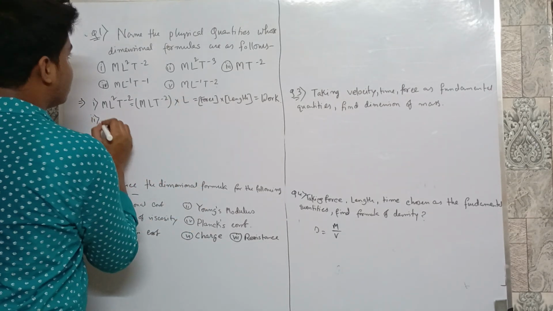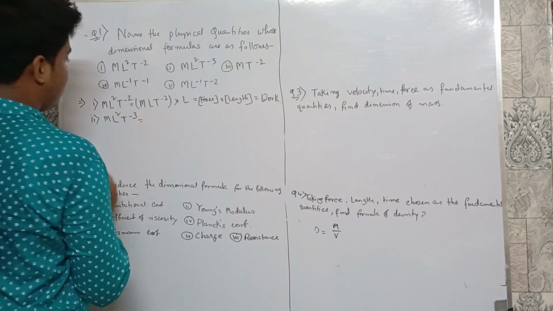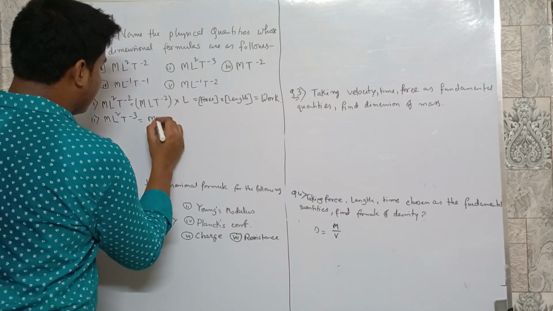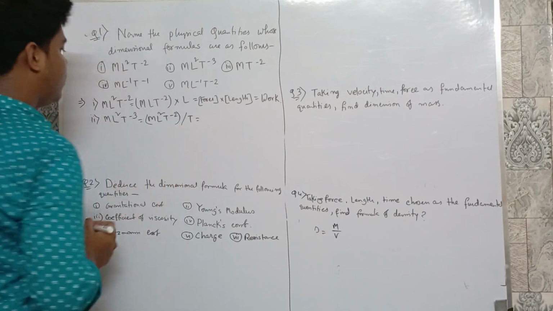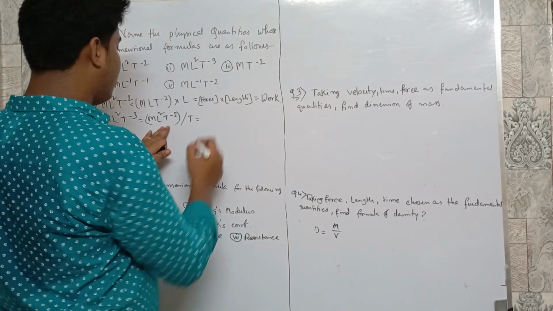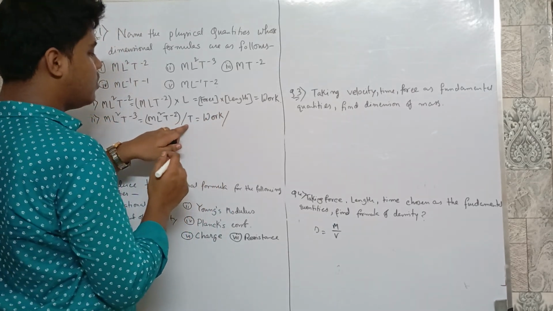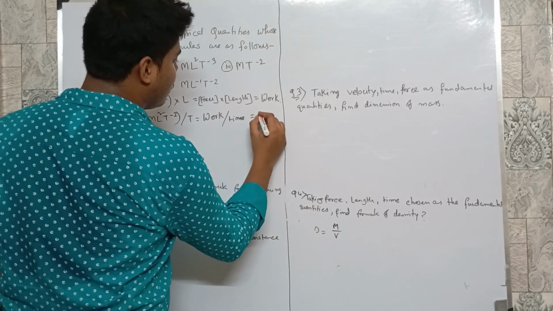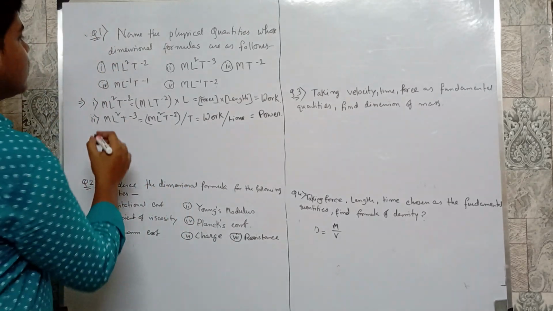But for the second question, it is M L square T minus 3. So M L square T minus 2 we have already done. M L square T minus 2 divided by T basically. So this is the dimension of work, and you are dividing this with time. So work per unit time is basically our power, the dimension of power.